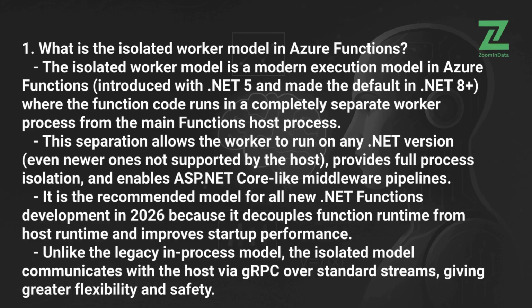1. What is the isolated worker model in Azure Functions? The isolated worker model is a modern execution model in Azure Functions, introduced with .NET 5 and made the default in .NET 8+, where the function code runs in a completely separate worker process from the main function's host process. This separation allows the worker to run on any .NET version, even newer ones not supported by the host, provides full process isolation, and enables ASP.NET Core-like middleware pipelines.